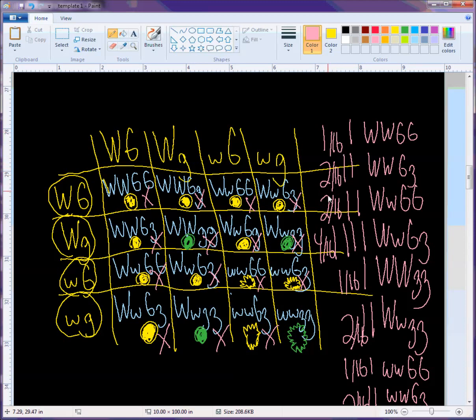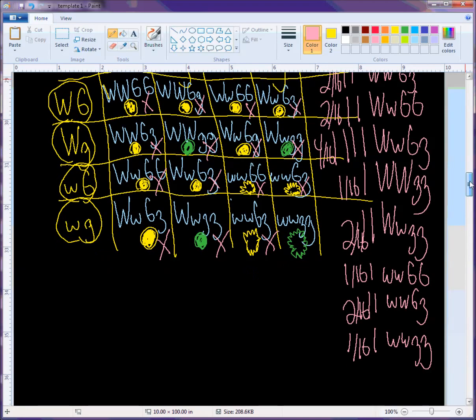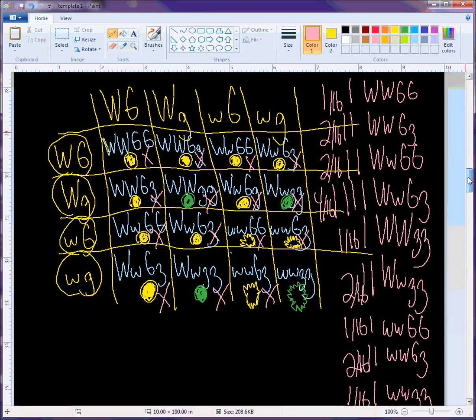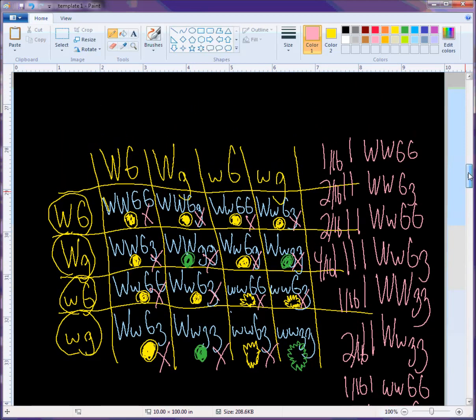So 1, 2, 3, 4, 5, 9, 10, 11, 12, 13. Scroll down a little bit, 14, 15, 16. Okay, so we have our genotype ratio here. So that's how we would use the Punnett Square method to get the phenotypic and genotypic ratios for the F2 generation.